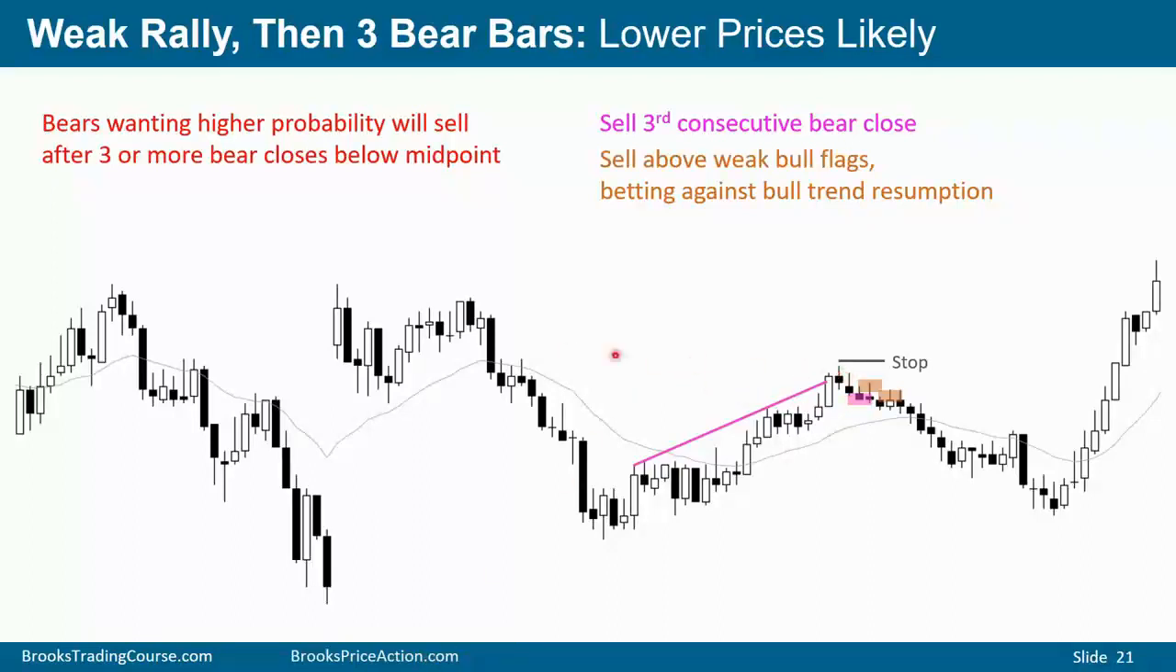After 3 bear bars, a wedge top, and a lower high, and a double top, a lot of bears will sell with a limit order at the high of the prior bar and get filled here, or above the high of this bar and get filled here.